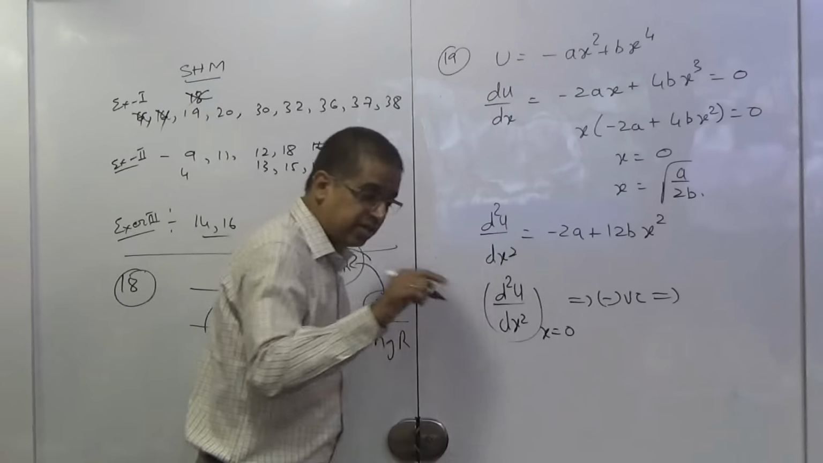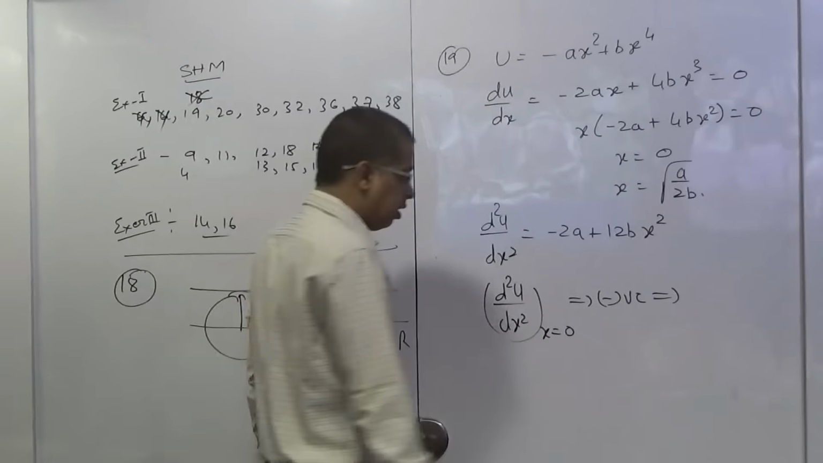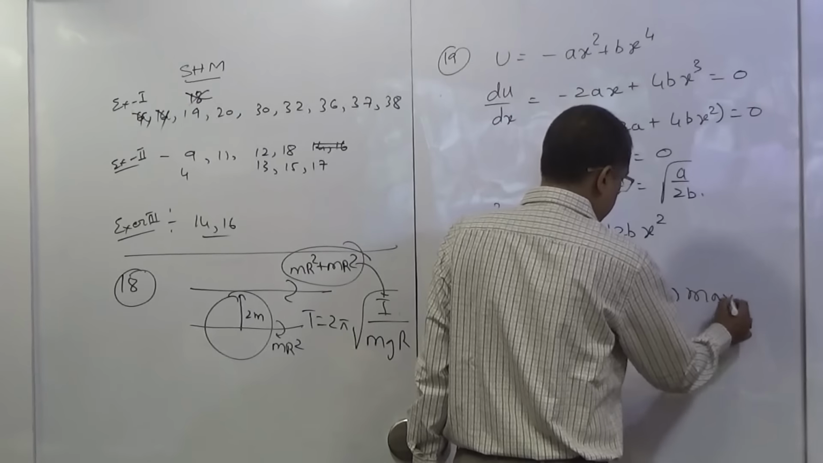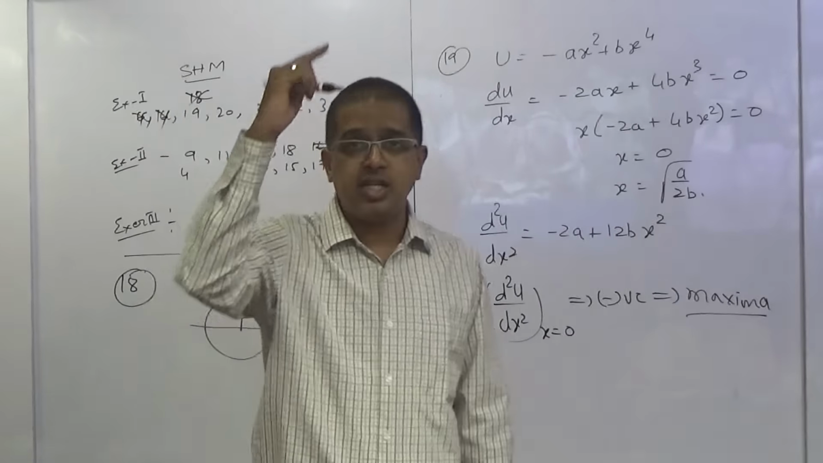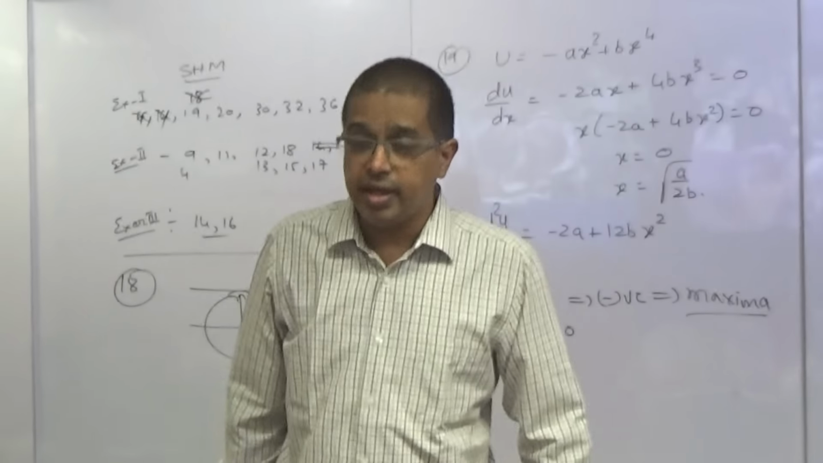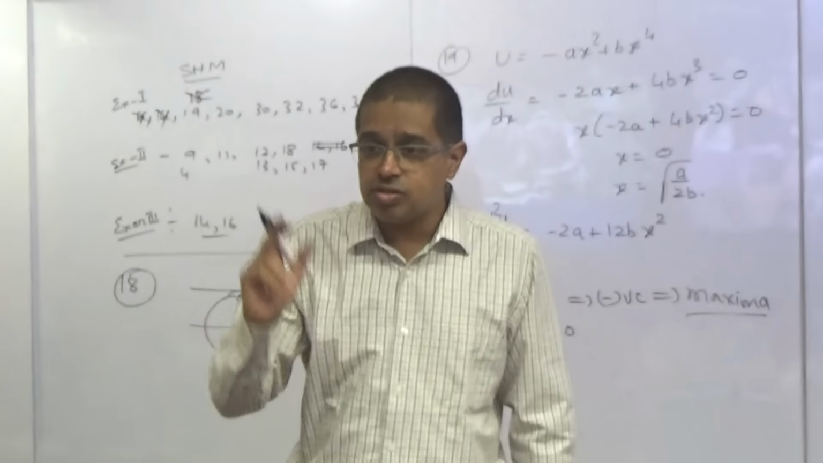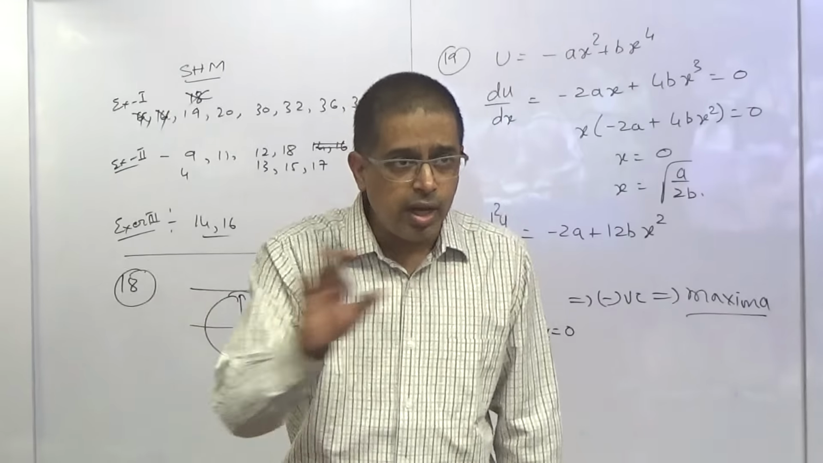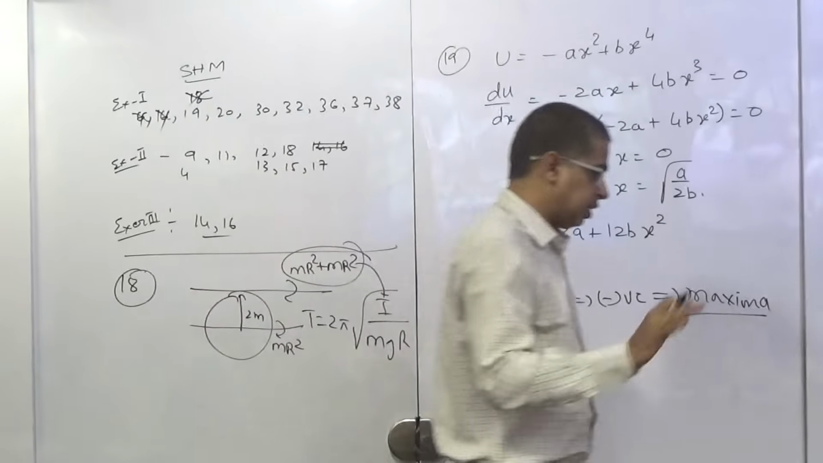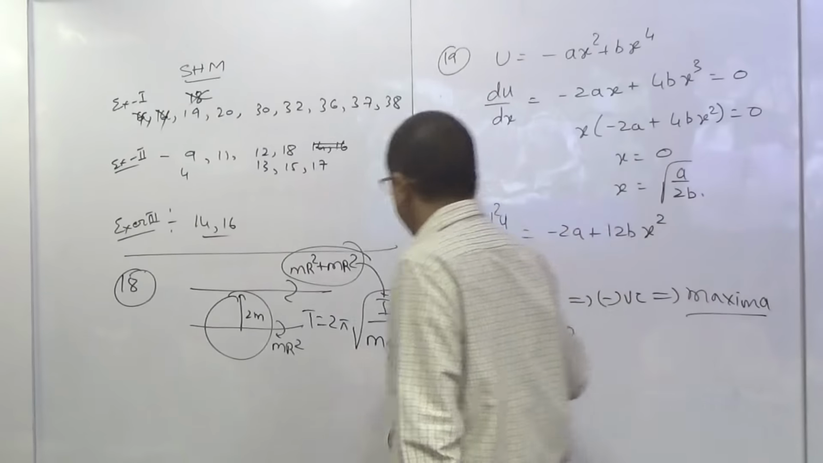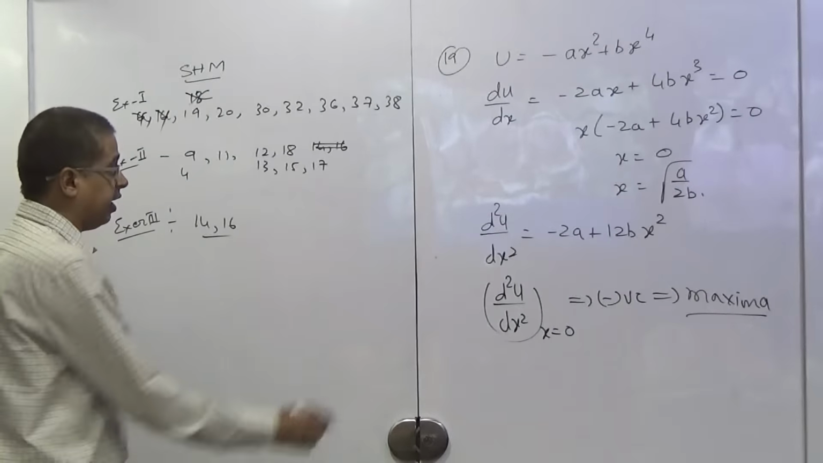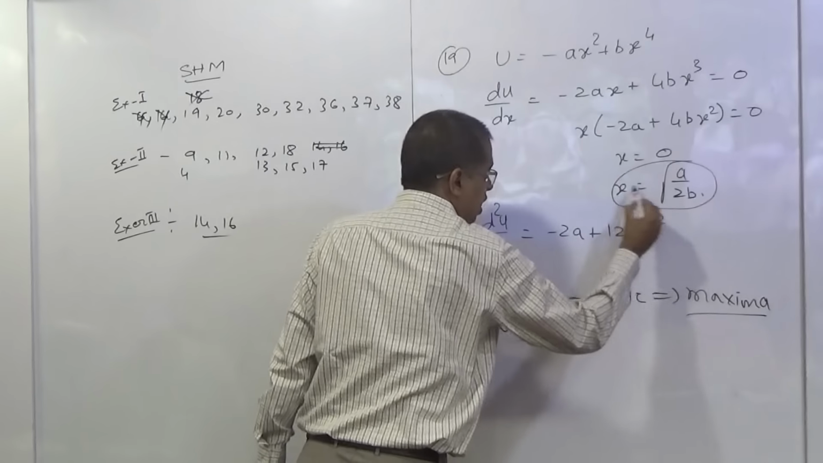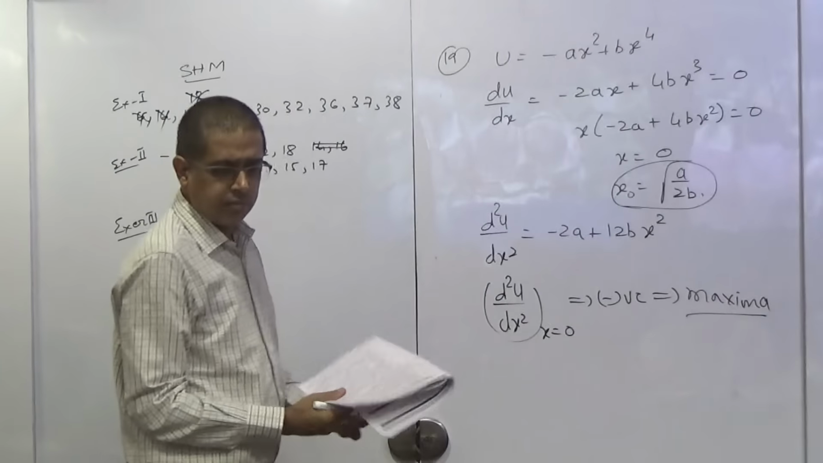That means this is a maxima or a minima? Maxima. And hence I am not interested in this anymore. If potential energy is maxima, there it will be an unstable equilibrium which will not perform. Wonderful. Then I am interested in the other part of it. What is the other part of it? x equal to this. I will call this x naught.